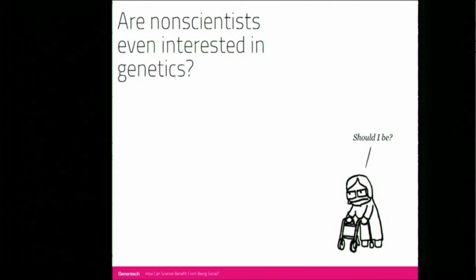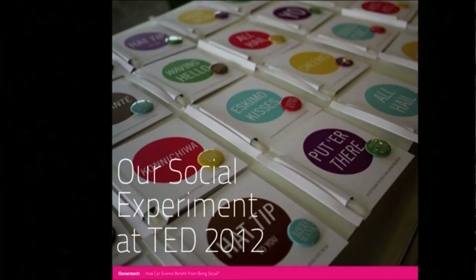So at Genentech, I have a background in genetics and then a degree in neuroscience, but I work in a communications department. And a lot of times what I think is, are people interested in genetics? Are they interested in neuroscience? Do they really want to have this conversation with us? And we planned a little social experiment at TED in Long Beach this year. And we have a little video to show you how it went, and then we'll discuss it with you.